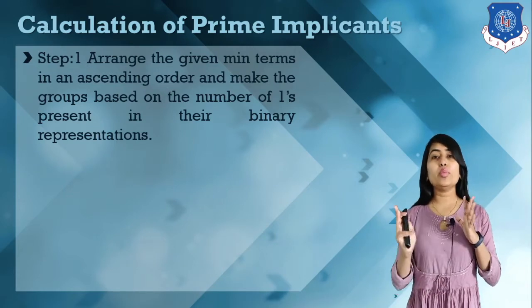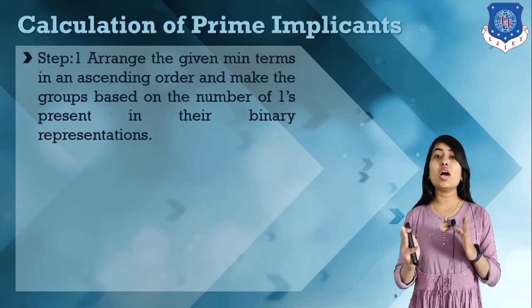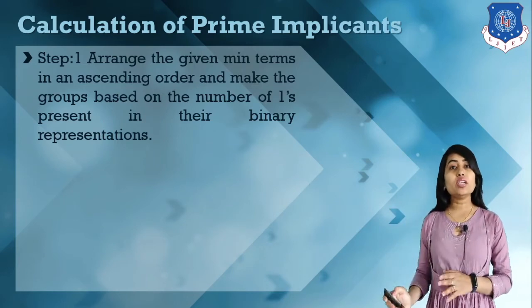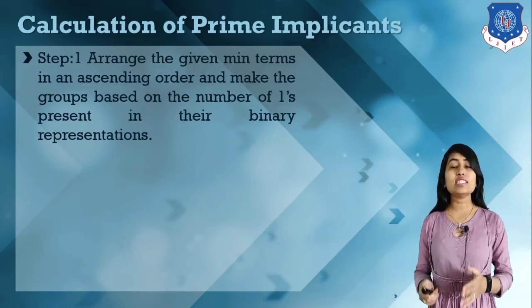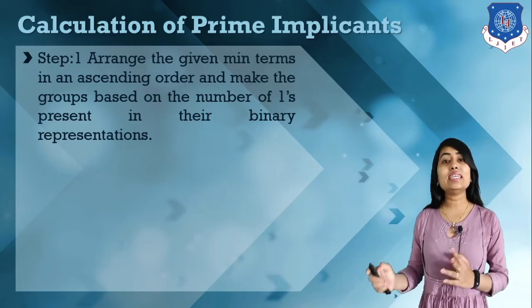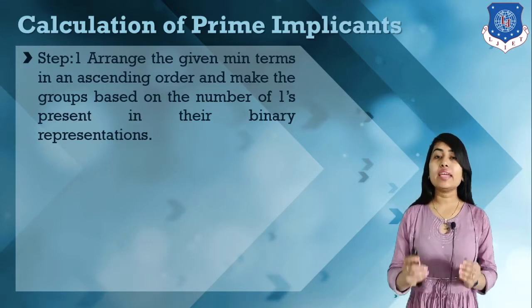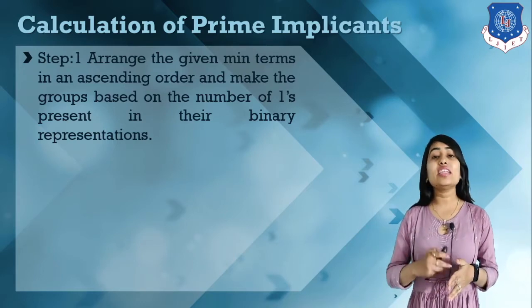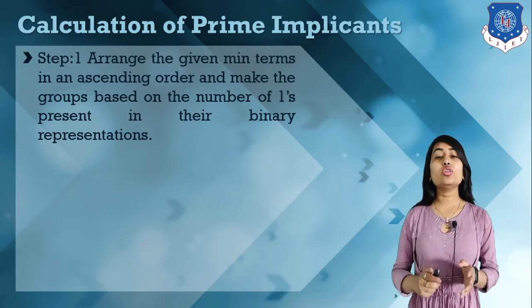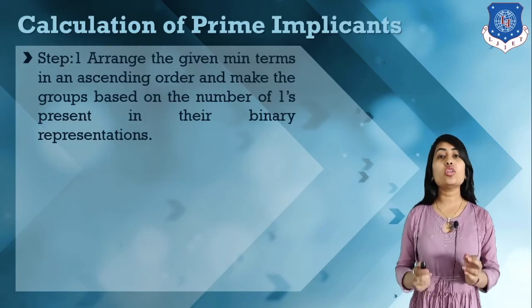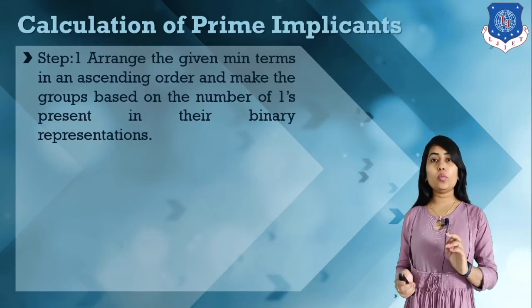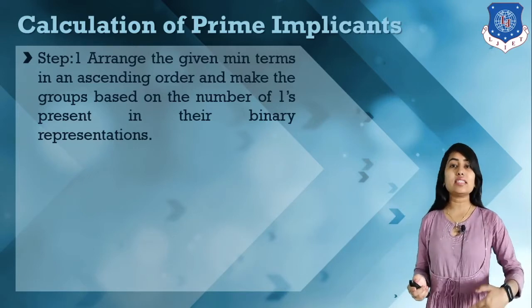So we have to make groups and arrange these min terms according to the number of ones present in their binary representations. Make groups and write those groups in ascending order according to the number of ones.